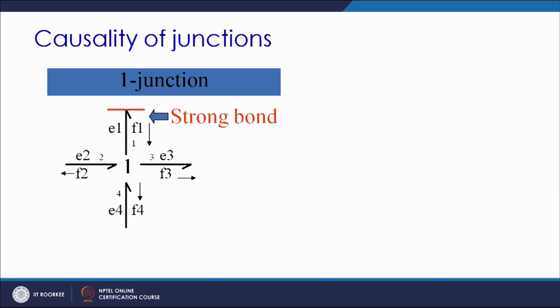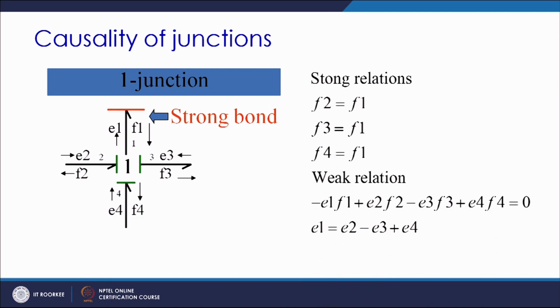Likewise, for this one junction, the strong relationship we can write, as we have seen in the previous slides, is the equality of flows, and the weak relationship is the one among the efforts, which comes out from the conservation of power principle.